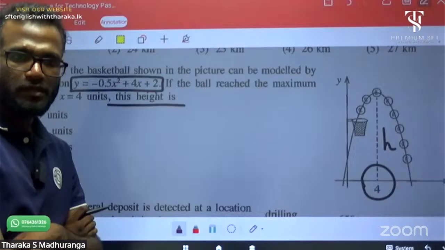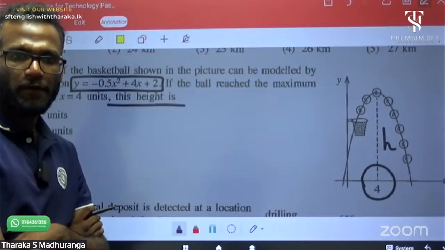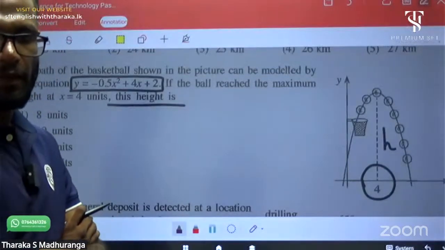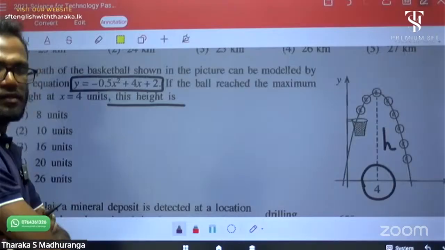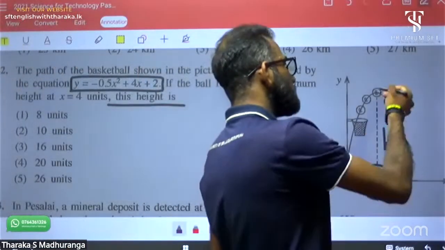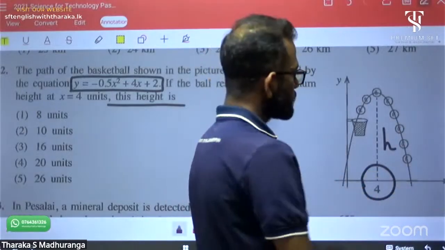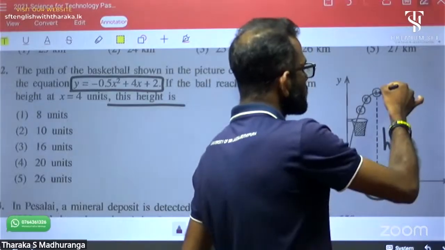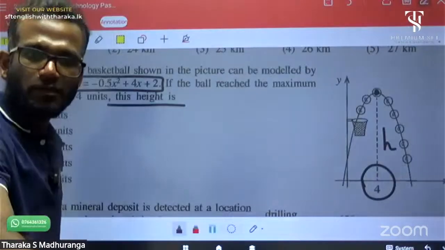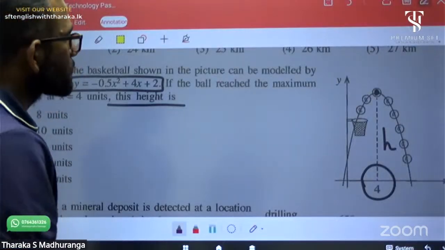What's the method? The x coordinate is already given. This is a maximum quadratic function, so the turning point x coordinate is already given. Then to calculate the y coordinate, what's the method? Substitute x. Very good.